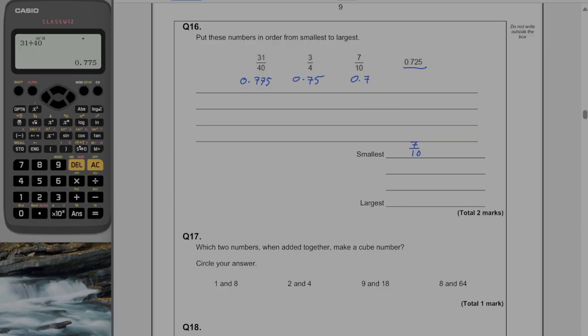Then we order them, starting with the smallest, which started out as 7/10. Our next smallest one is the only one that started as a decimal. Our next smallest one then is 3/4. And then finally 31/40 as our largest.